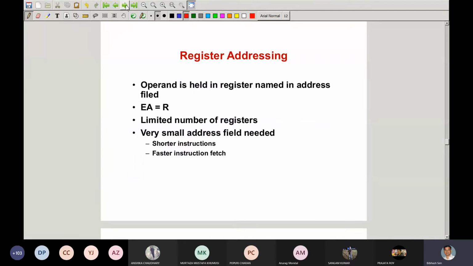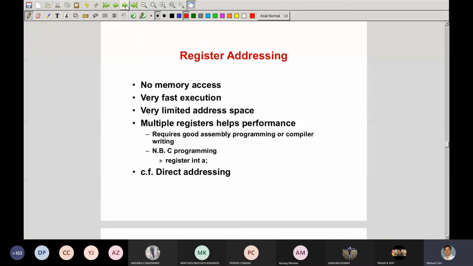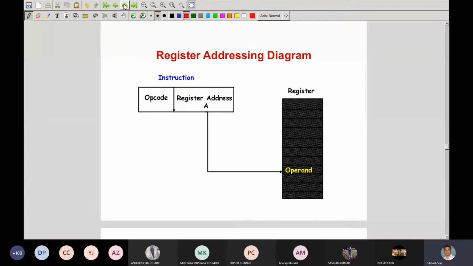In register addressing, the register directly contains the data. No need to search in the memory. No memory access, that's why I mentioned no memory access. Very fast execution, but address space is limited because our number of registers is fixed and very small. Multiple registers can simultaneously boost the performance. So you can say it is one type of direct addressing in terms of registers.